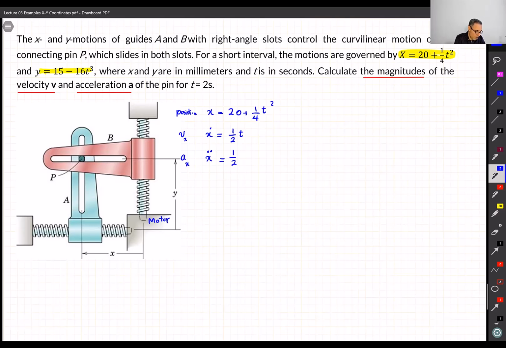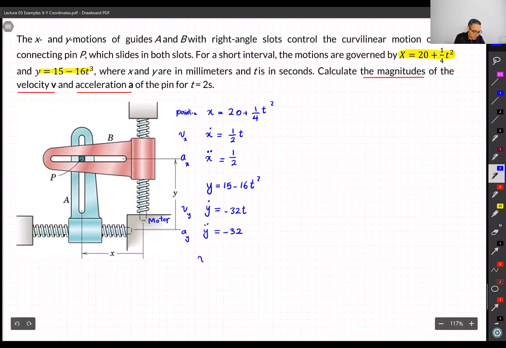So I'll do the same for the Y direction. In the Y direction, I have this function for Y, which is a function of time. If I take the derivative of this one, it's going to be 32t, and then Y double dot gives me minus 32, whatever unit they have. So this is Vy and this is Ay.